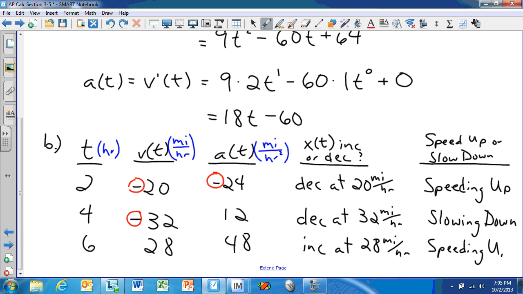Again, the key there is you have to look at both acceleration and velocity to determine whether you're speeding up or slowing down. Don't look at just velocity. You can't look at just acceleration. It's both.